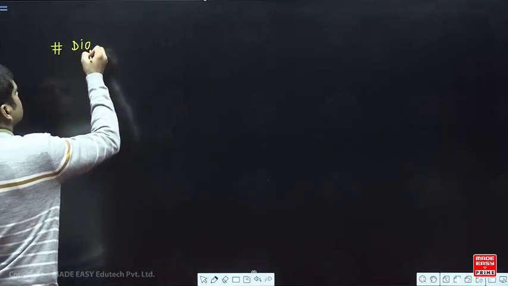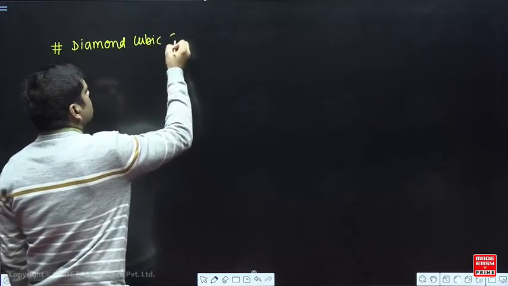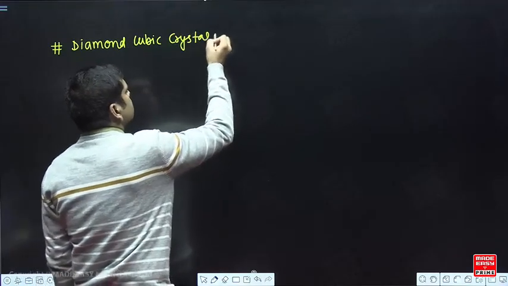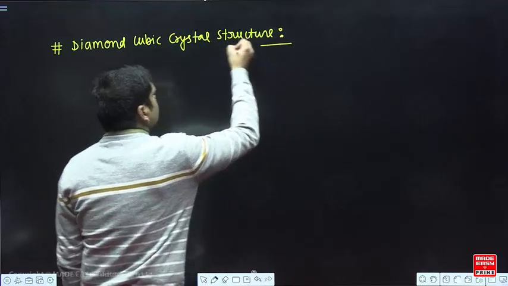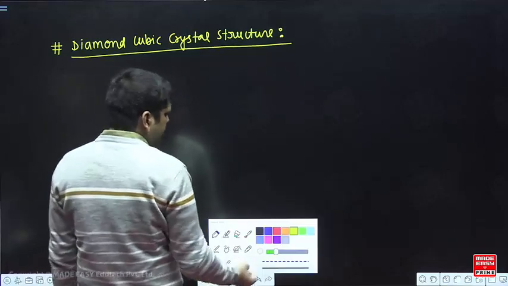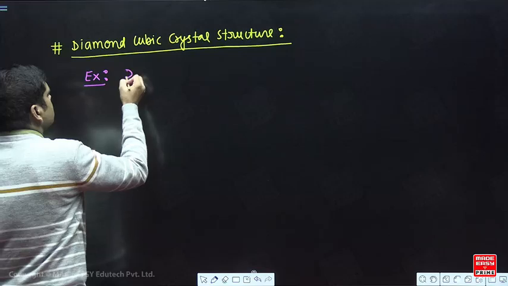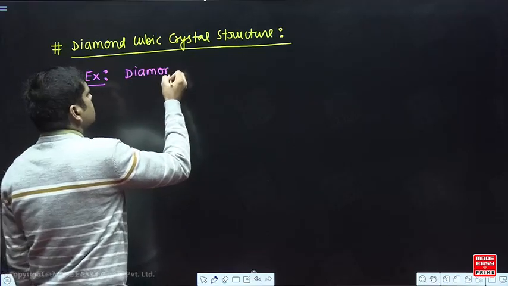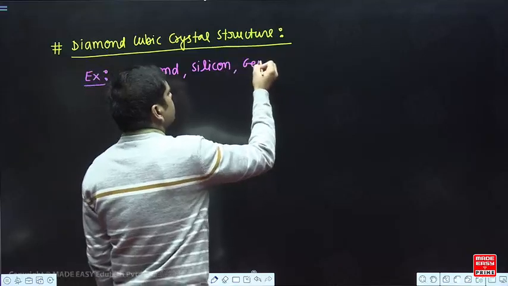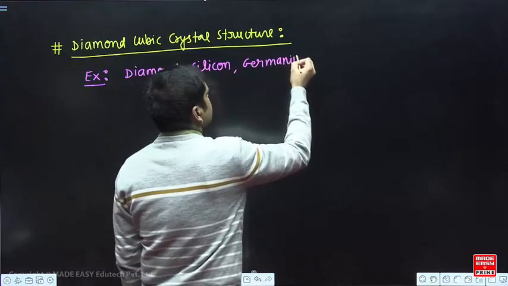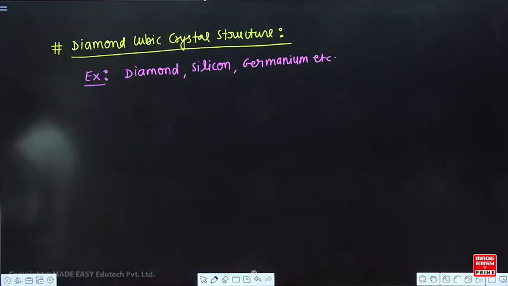Diamond cubic crystal structure. This structure is found in diamond, as the name suggests. Along with diamond, it is found in some other fourth group elements also, like silicon, germanium, etc. They exhibit the same structure. It is also a cubic in itself, and there are atoms.